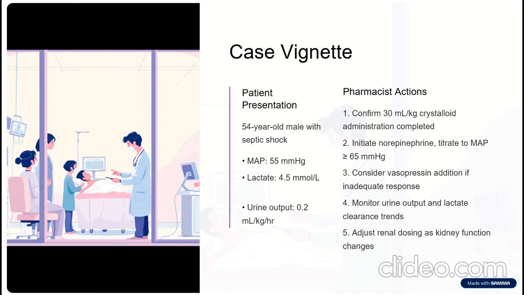A 54-year-old male presents with septic shock, mean arterial pressure at 55 millimeters of mercury, lactate 4.5 millimoles per liter, and low urine output. Pharmacists confirm crystalloid administration, initiate norepinephrine to achieve a mean arterial pressure of 65 millimeters of mercury, and consider vasopressin if needed. They monitor urine output, lactate trends, and adjust renal dosing as kidney function evolves.